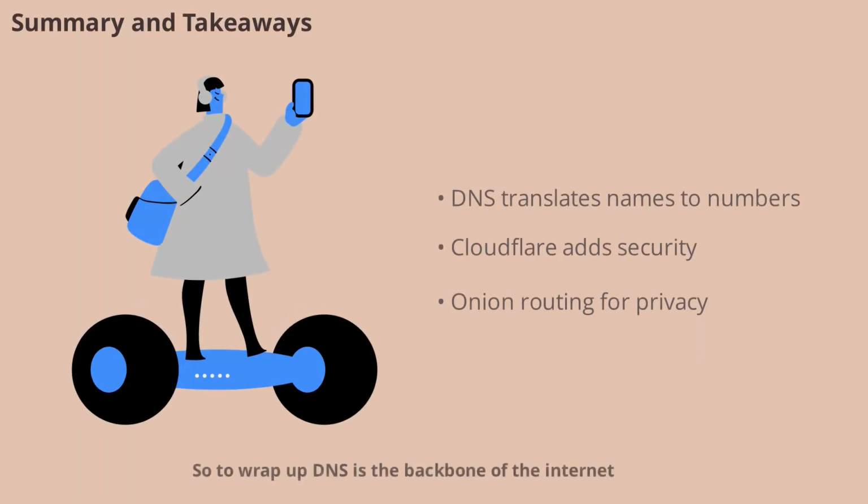So to wrap up, DNS is the backbone of the internet, translating easy-to-remember names into computer-friendly numbers. Services like Cloudflare make DNS smarter and more secure, while technologies like onion routing offer privacy for those who need it. Whether you're browsing the web or running a website, understanding DNS helps you appreciate the complexity and convenience of the modern internet.